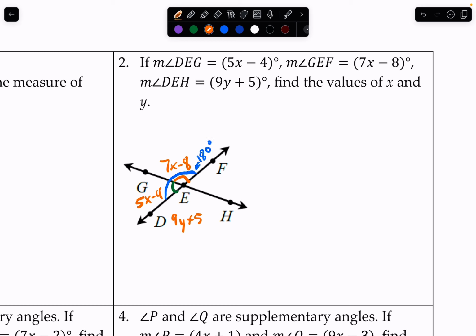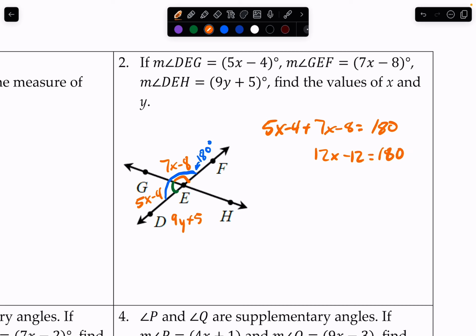So, I'm going to take 5x minus 4. I'm going to add to it 7x minus 8, and together, those are going to equal 180 degrees because they are a linear pair. This is going to help me solve for x. So I'm doing this first. Let's combine some like terms. 7 and 5 is 12. So I've got 12x minus 12 equals 180.